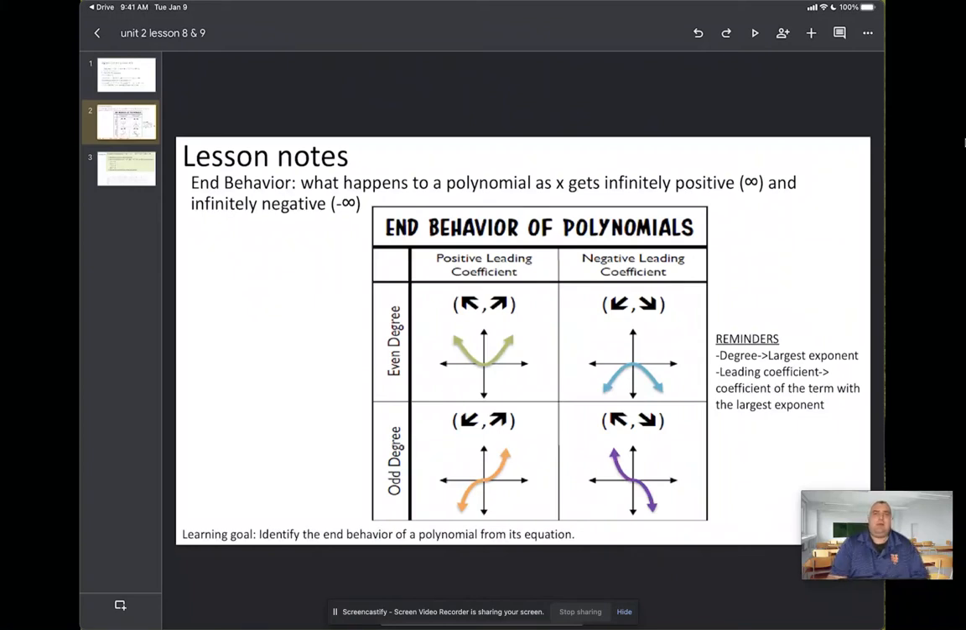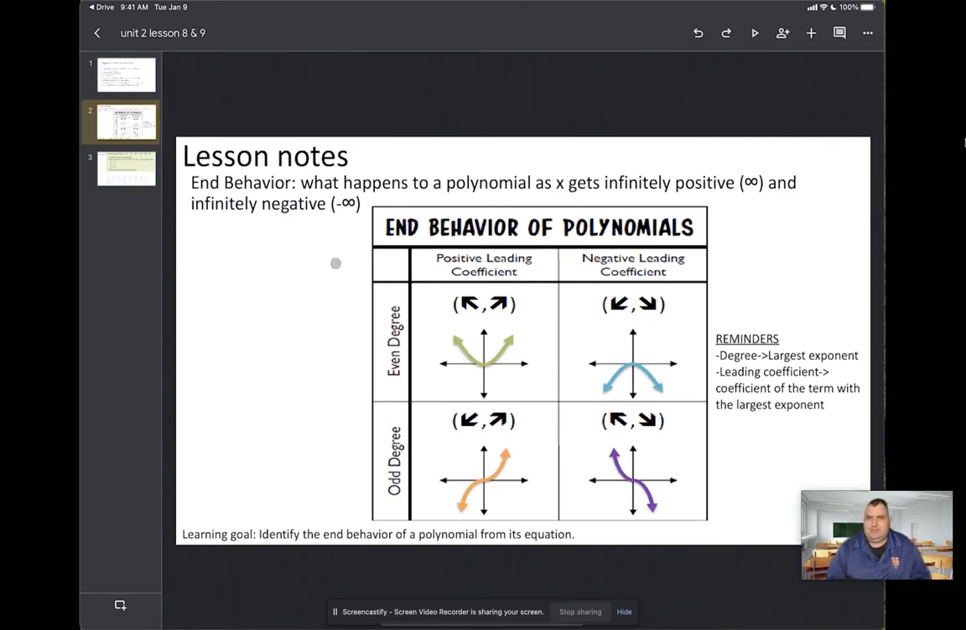Welcome back, everybody. We are up to lessons 8 and 9, and what these two lessons are about is something called the end behavior of a polynomial. And as it says here, the end behavior basically tells you what happens to a polynomial as x gets infinitely positive and infinitely negative.